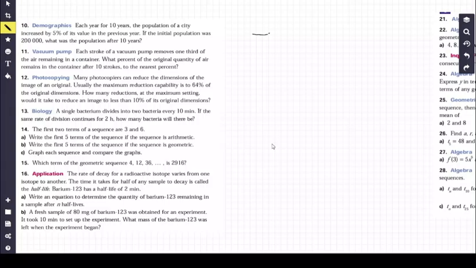vacuum pump removes 1/3 of the air remaining in the container. What percent of the original quantity of air is remaining in the container after 10 strokes to the nearest percent? Let's go ahead and do that. So if we remove 1/3 every single time, that means 2/3 is going to remain. So let's say we have 100% at the start. Every stroke is going to remove 1/3, so it's going to have 2/3. And this is to the 10, so 2/3 to the 10.